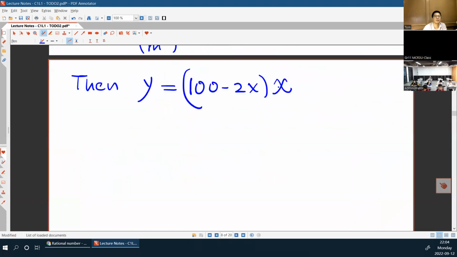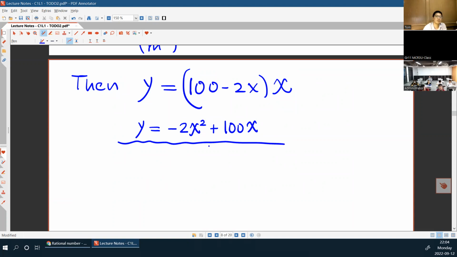Okay, so we can discuss from here, which can be simplified to negative 2x squared plus 100x, which is apparently a quadratic function. If you don't know what is a quadratic function, that's okay. We'll discuss this in our following lessons. Okay, so basically this is a function y in terms of x.